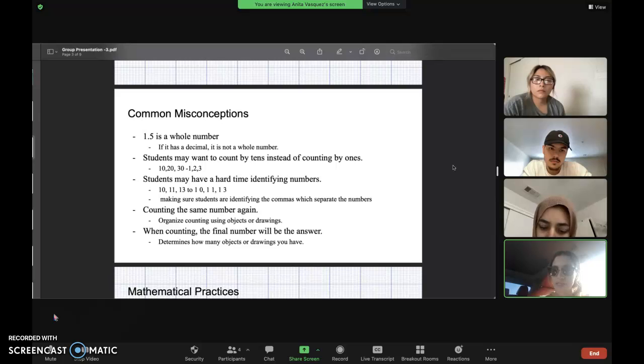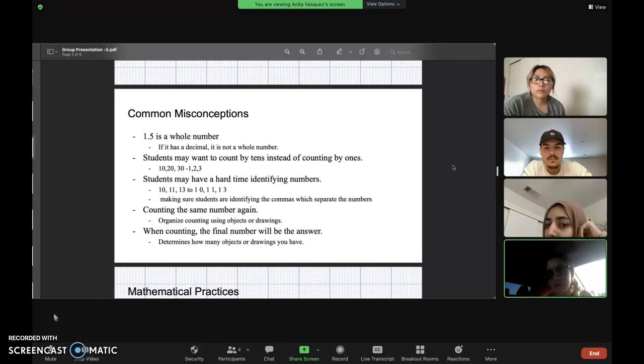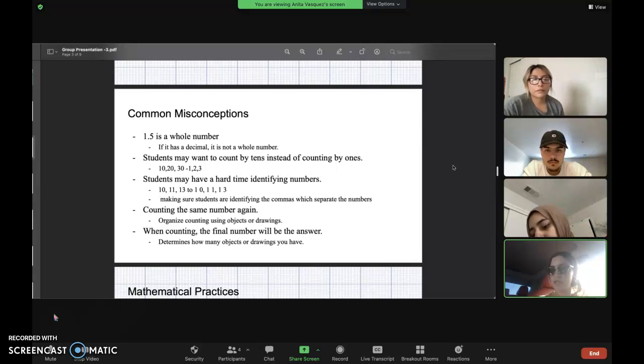Students may have a hard time identifying numbers, like whole numbers, like 10, 11, 13, and so on. They might be saying 1, 0, 1, 1, 1, 3. So we can take the time to explain to students that when a number is together, it doesn't have a comma, it's a whole number. So maybe by practicing with students, they might be able to understand visually and be able to say it.